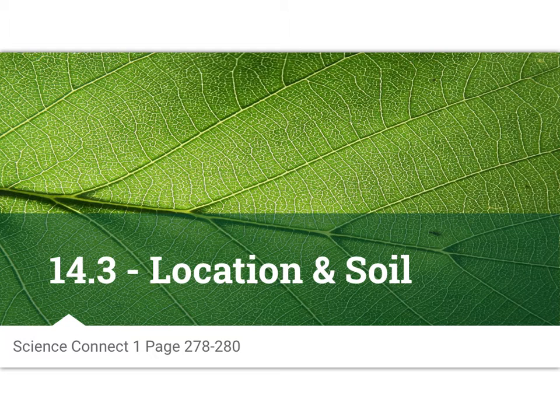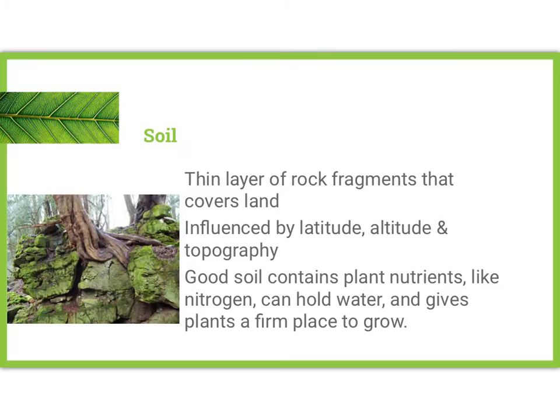14.3, location and soil. Soil is a thin layer of rock fragments that covers the land. It's influenced by the latitude, the altitude, and the topography. Remember, latitude is how far from the equator it is. Altitude is how high up from sea level it is. And topography is mountains or rivers, valleys, plains.